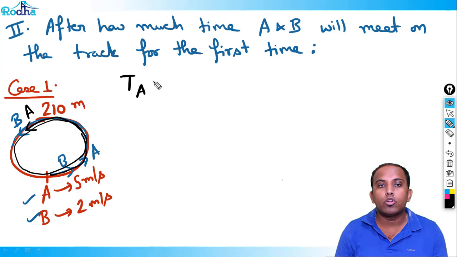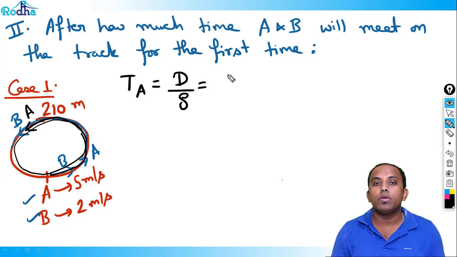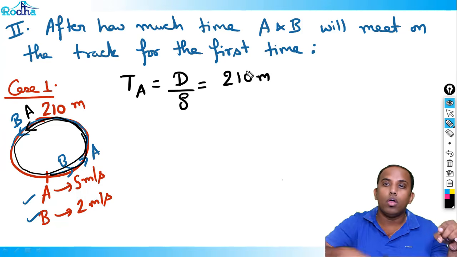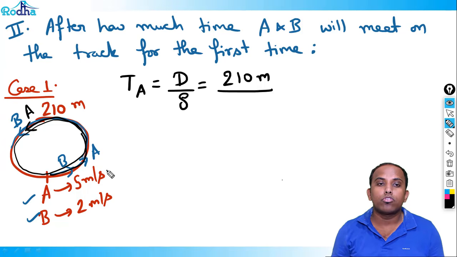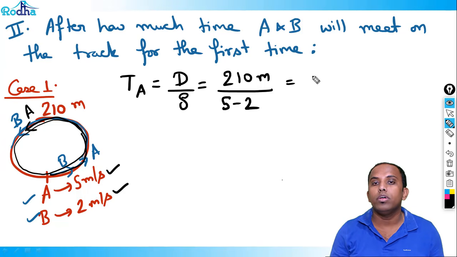So what we can apply here is the time taken by A to meet B for the first time. I know that time is distance by speed. When A is meeting B for the first time, the distance between A and B is 210 meters for the same reason: A is catching B from behind, so A has to cover one complete round more than B. And since both are running in the same direction, their relative speed is 5 minus 2. That is equal to 70 seconds. So we get the same answer.